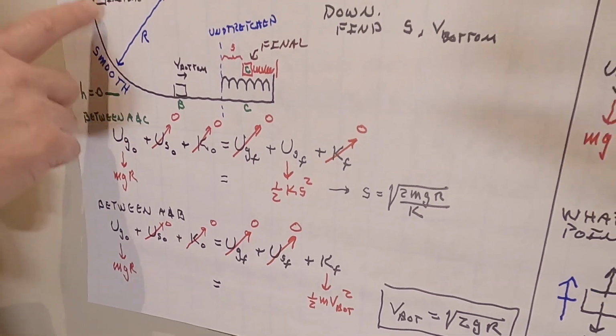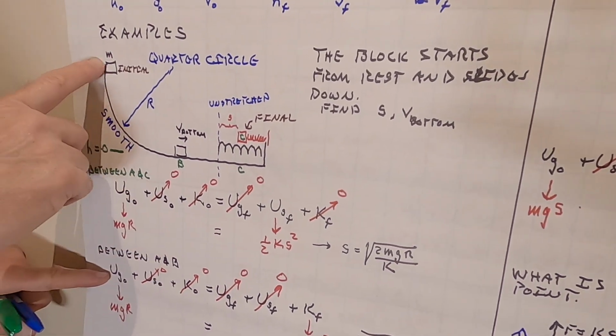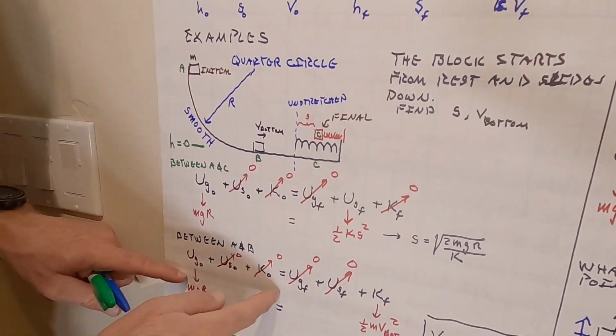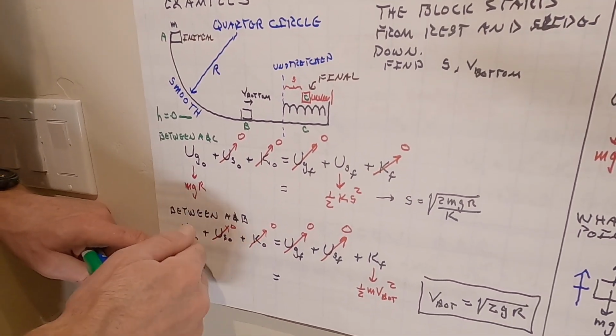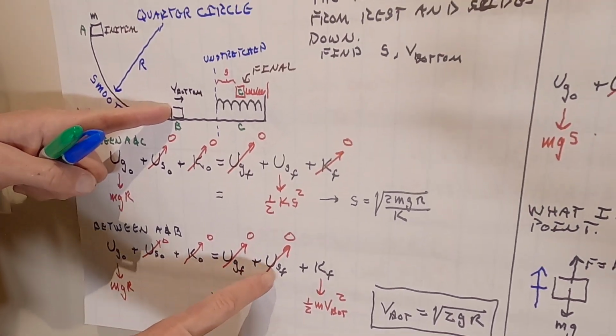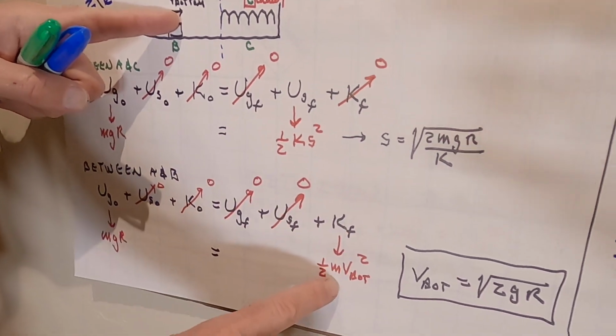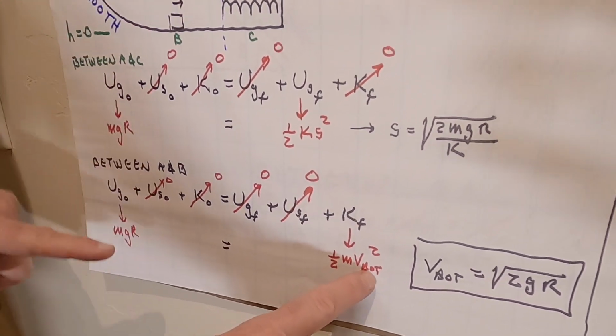Now, if we wanted to look at it between A and B to get the speed at the bottom, again, the energy at A is still going to be the same. It's just mgR. These two are 0. But right there, you have no gravity. You have no spring. You haven't hit the spring yet. All you have is kinetic. And so you just have 1/2 m v bottom squared.